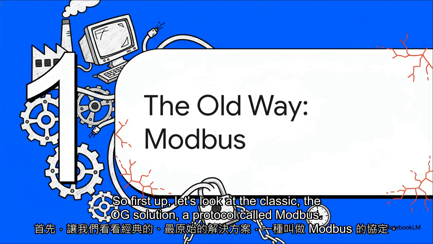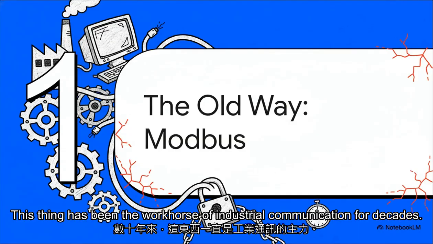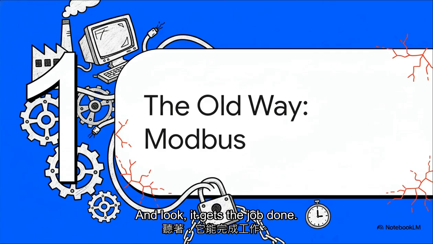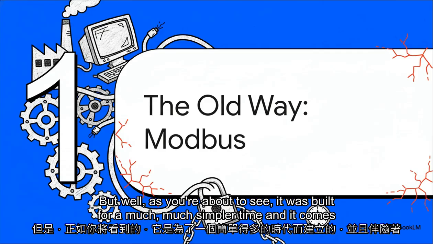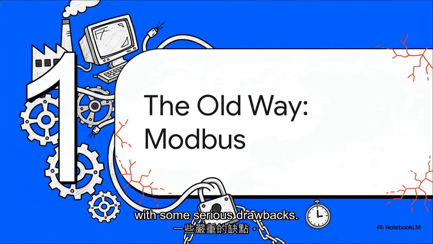So first up, let's look at the classic, the OG solution, a protocol called Modbus. This thing has been the workhorse of industrial communication for decades. And look, it gets the job done, but, well, as you're about to see, it was built for a much, much simpler time, and it comes with some serious drawbacks.